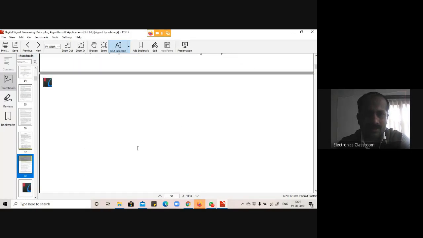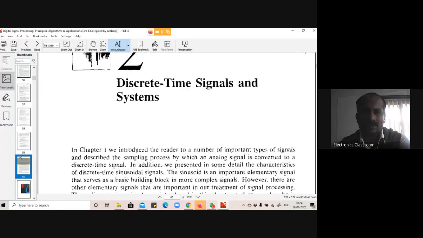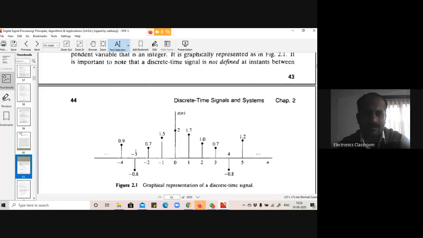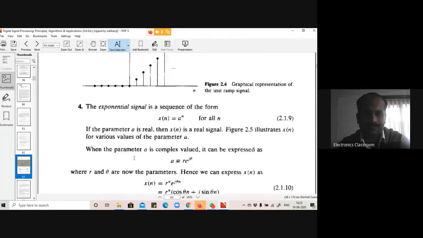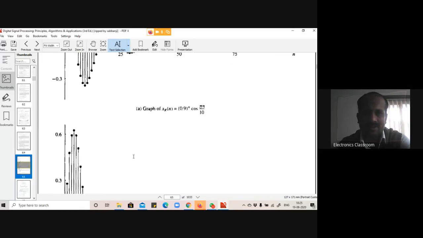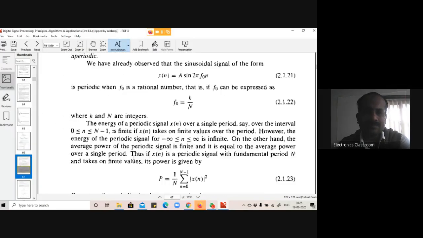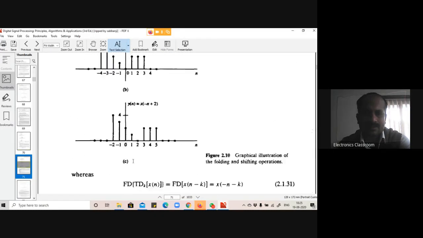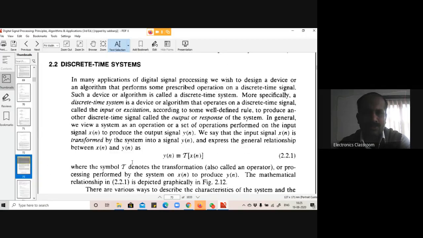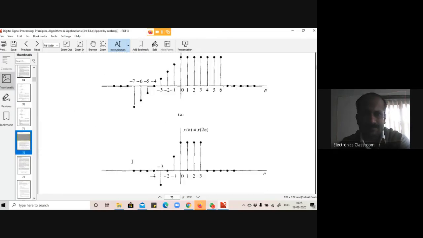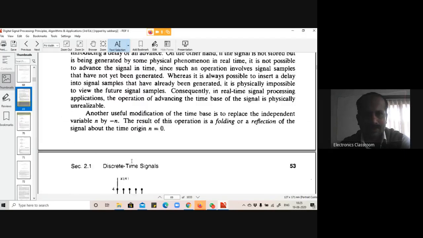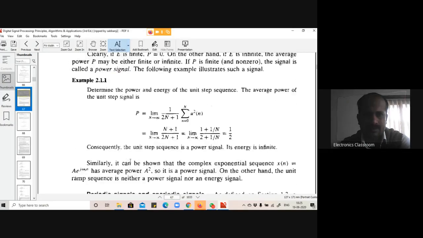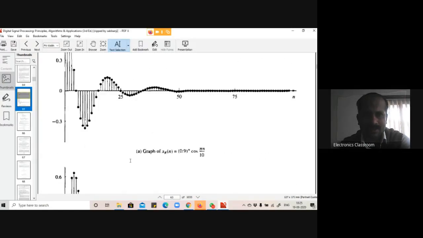So in systems, until now we have covered all this part. Now we are moving towards systems. Before going deep into systems, just an introductory part related to systems.